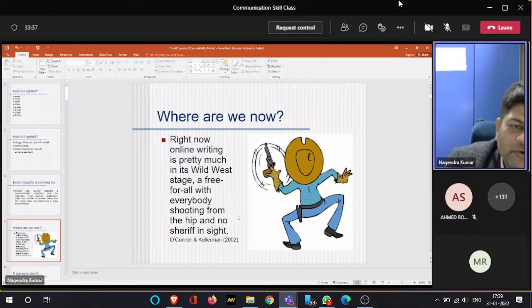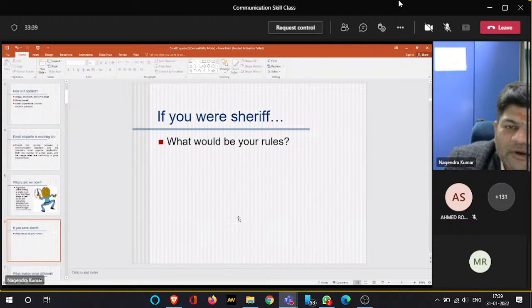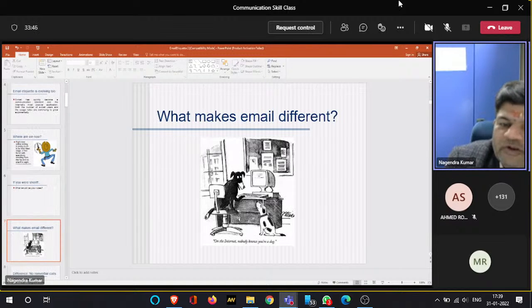So you are shooting without any sight or any target in your sight. So what to do? So if you are in sight, what should you do? Well, you will talk about certain rules. What makes email different?